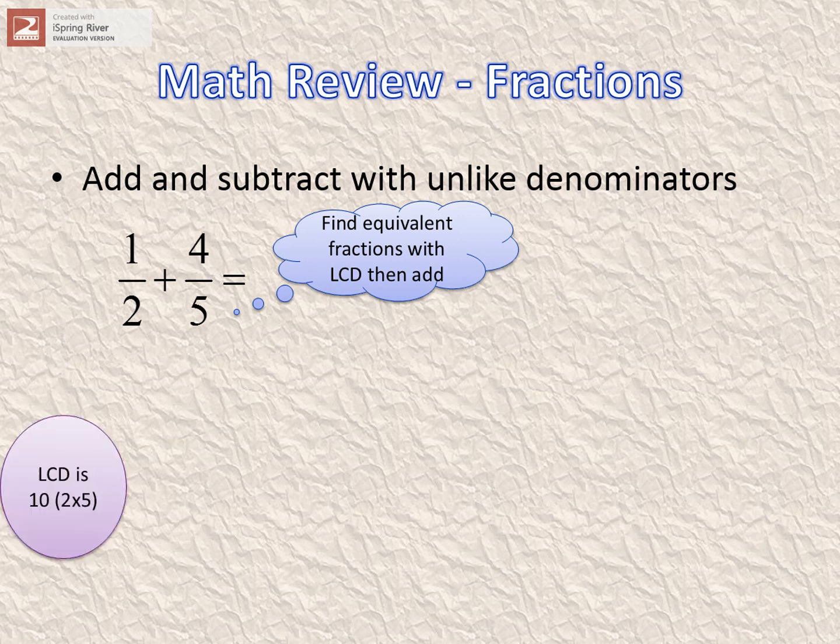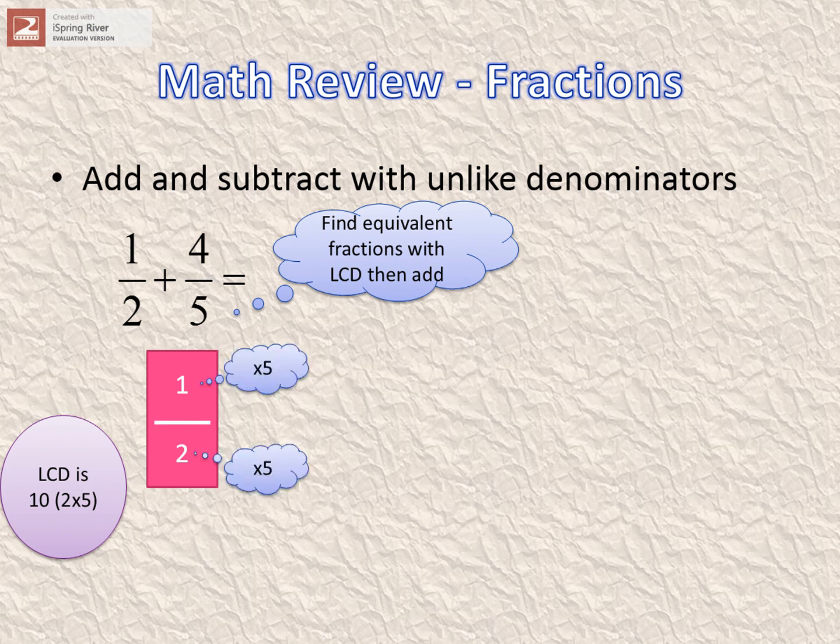Okay? So in this case, our LCD is 10, 2 times 5. We're just going to multiply the two denominators together, and that gives us a common denominator. So we need to find the equivalent fraction for 1/2. If we're using 10 in the denominator place, 2 times 5 will give us 10. What we do on the bottom, we have to do to the top. So 1 times 5 is 5, and our new fraction is 5/10.